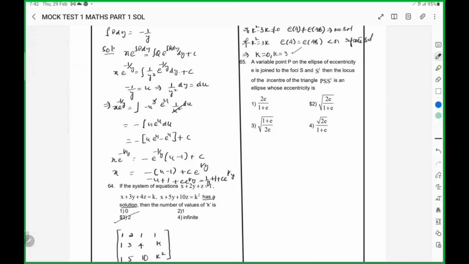A variable point P on the ellipse of eccentricity, locus of the incenter of an ellipse.